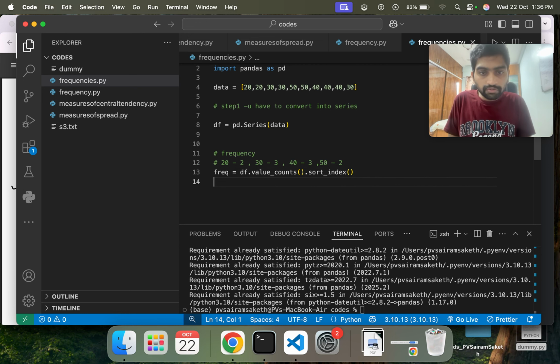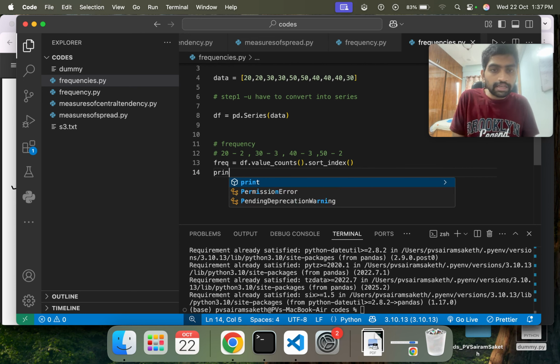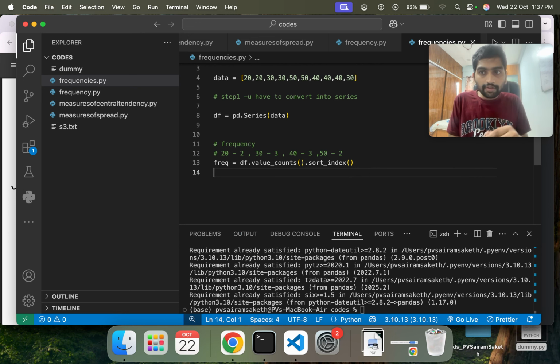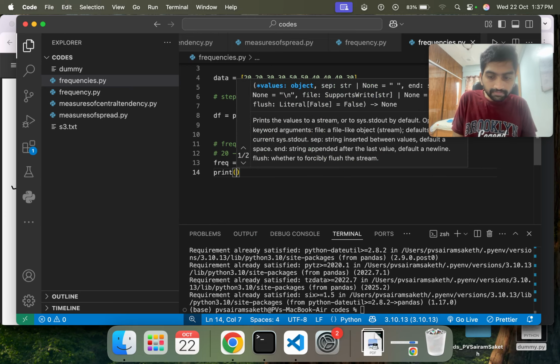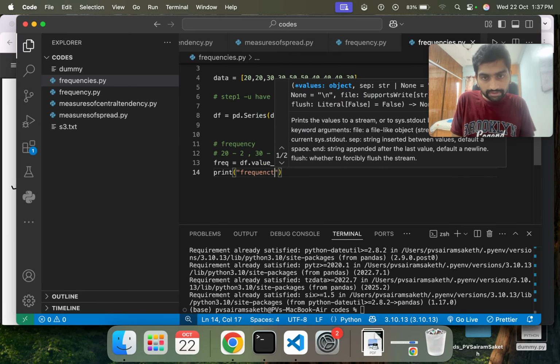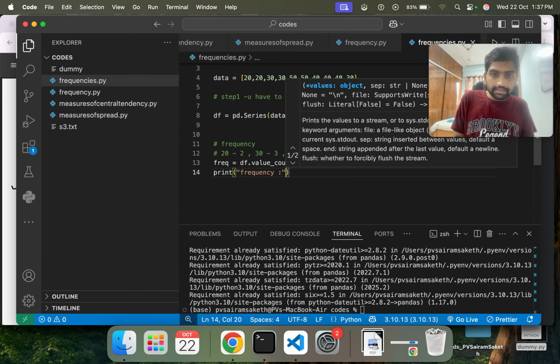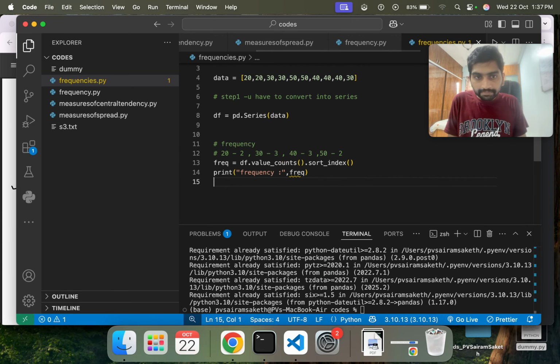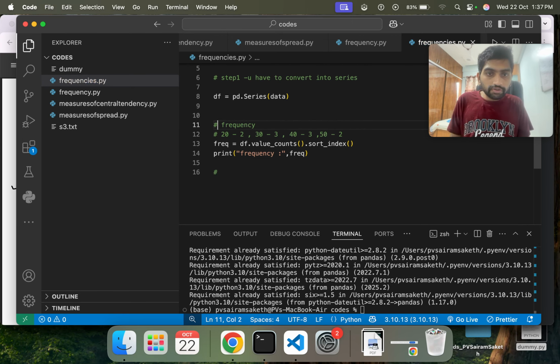Now, if you print the frequency value along with the data, you will get the values as counts also. So I write print frequency values, and here I'll specify the value as freq. Now the second step: you have used the value of frequency, and now I want to use my relative frequency.